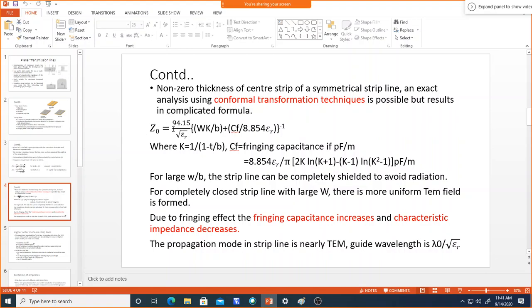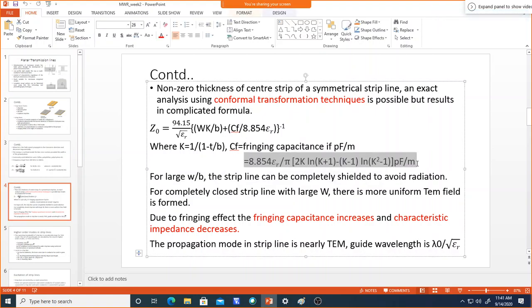So this is the impedance equation, that is 94.15 divided by root epsilon r. These are all the actual variables. You can calculate what is k, which depends on the t by b ratio, 1 over 1 minus t by b, and Cf is the fringing capacitance, which will be calculated using this equation. Epsilon r is the dielectric constant of the substrate. Whatever you use, like FR4 it will be 4.4, and Rogers 2.2, which is specified by the substrate materials.